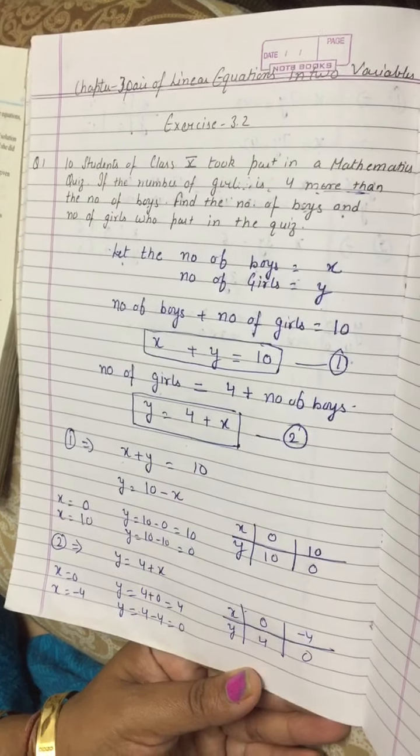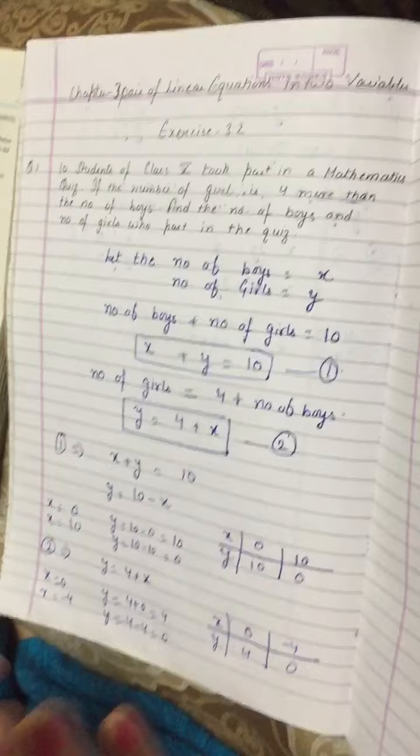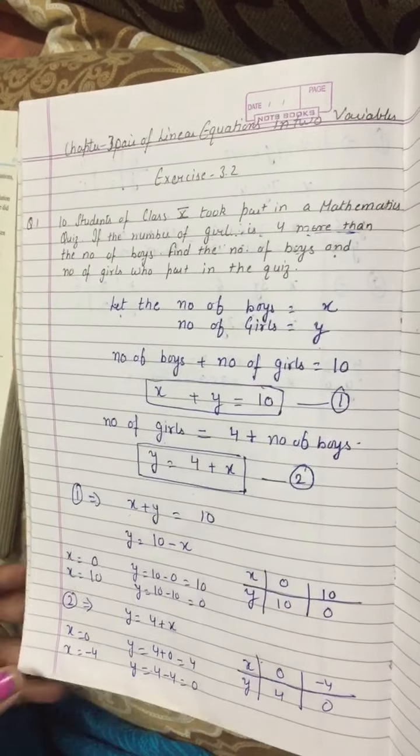Now these are the two tables. With the help of these tables I will make my graph very easily. Now I am moving towards my graph paper.